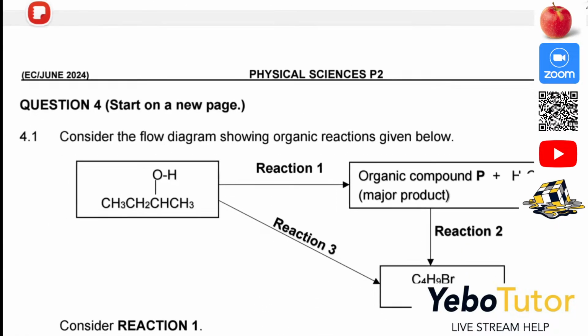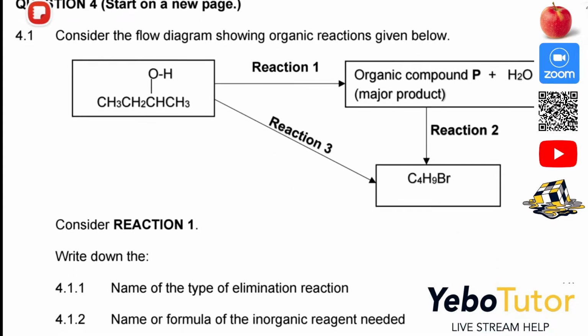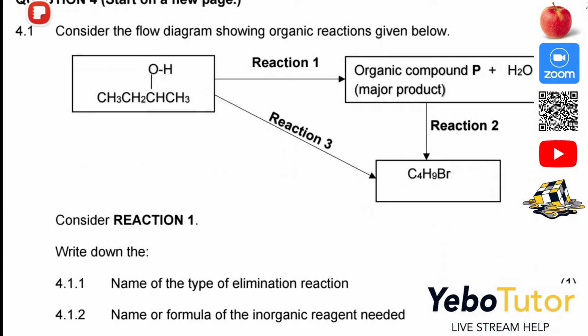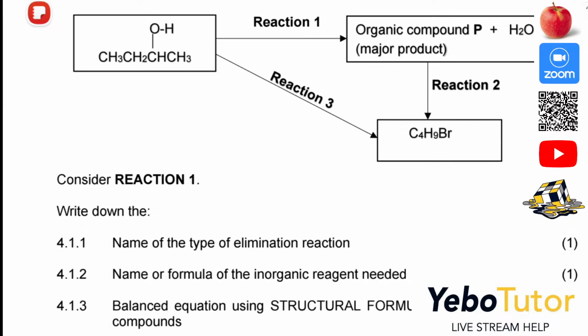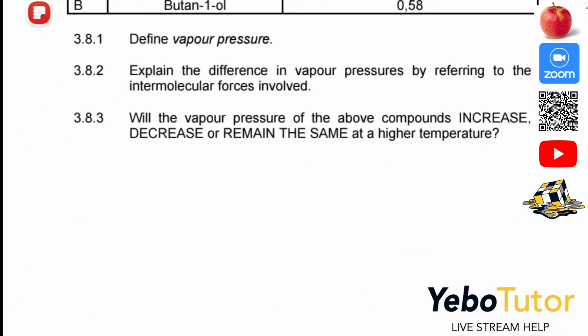Now question number 4. Consider the flow diagram showing all the organic reactions given below. We can see reaction 1, reaction 2, reaction 3. Consider reaction 1. Name the type of elimination in reaction number 1. Did I skip something? Let me see. Oh yes, I skipped question 3. Sorry, guys.